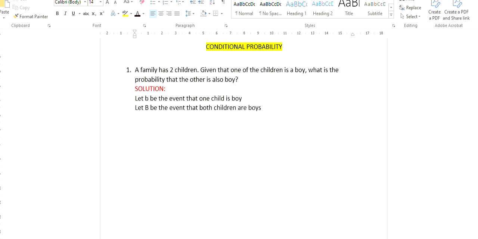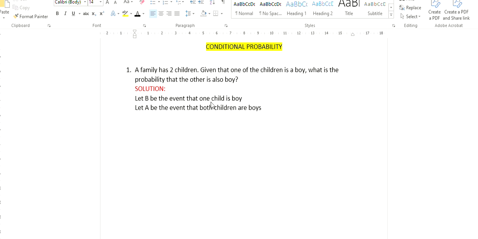Before that, we will consider the two events. Let B be the event that one child is a boy. Always we have to take one condition; whatever condition they have given, consider that as probability of B. B is one child. A is what they are asking: what is the probability that the other is also a boy? Other is also a boy means both children are boys. So these are the two events, B and A. Now apply the formula.